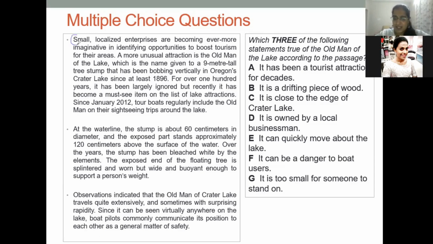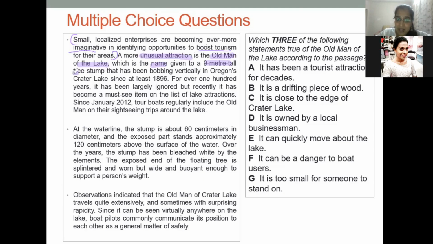Okay, I'm reading the first line and then just striking words. "Small localized enterprises are becoming ever more imaginative in identifying opportunities to boost tourism for their areas." What are they telling? That these small enterprises are becoming highly imaginative and trying to increase tourism by taking you to certain areas. Now, unusual attraction, Old Man of the Lake. Name given to a 9-meter tall tree stump.